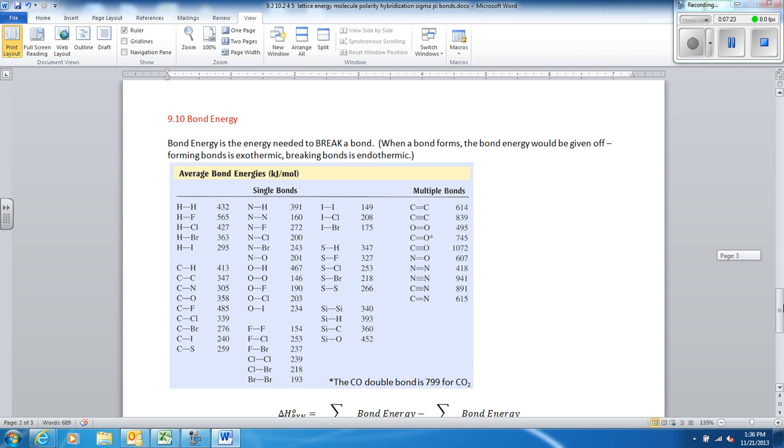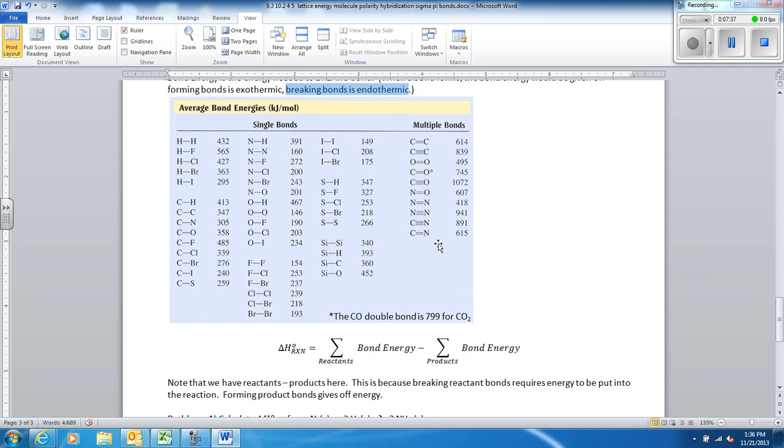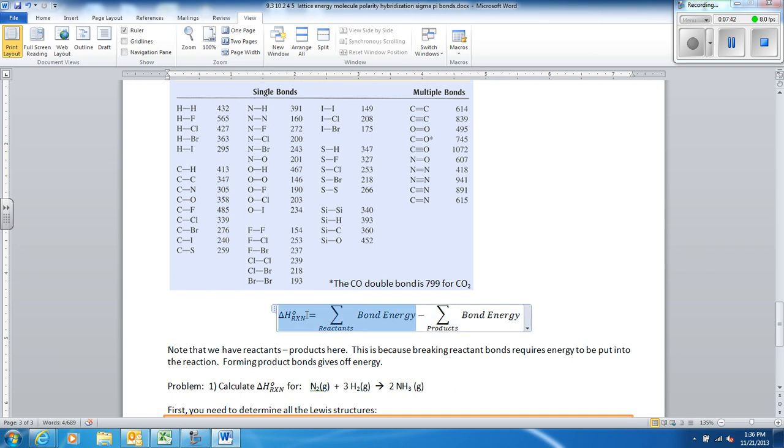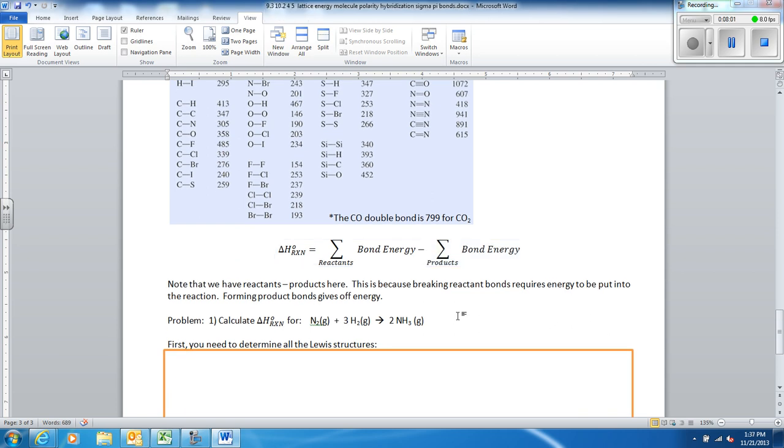Okay, bond energy. This is the energy needed to break a bond. When a bond forms, energy is given off. That's exothermic. And when you break a bond, you have to put energy in, which is endothermic. And these are all the bond energies for different types of bonds. We can calculate heat of reaction with these bond energies, but it reverses. Instead of doing products minus reactants as with heats of formation, here we do reactants minus products, because breaking bonds, the reactants, is endothermic, positive. Forming bonds is exothermic, negative. Totally different from using heats of formation.